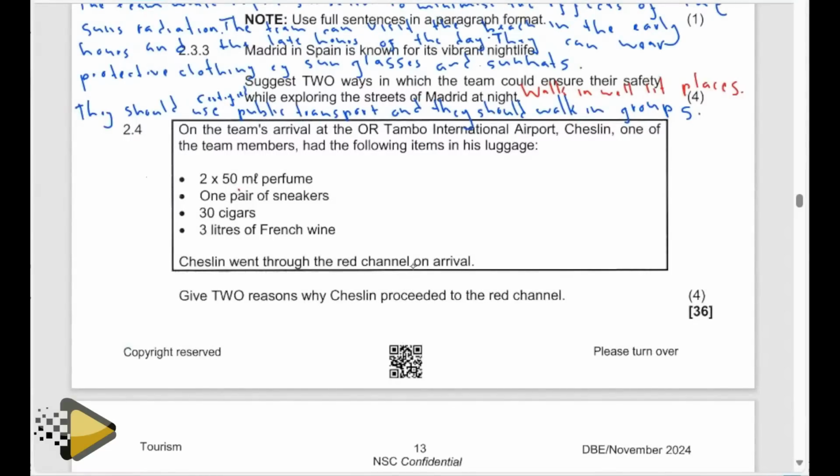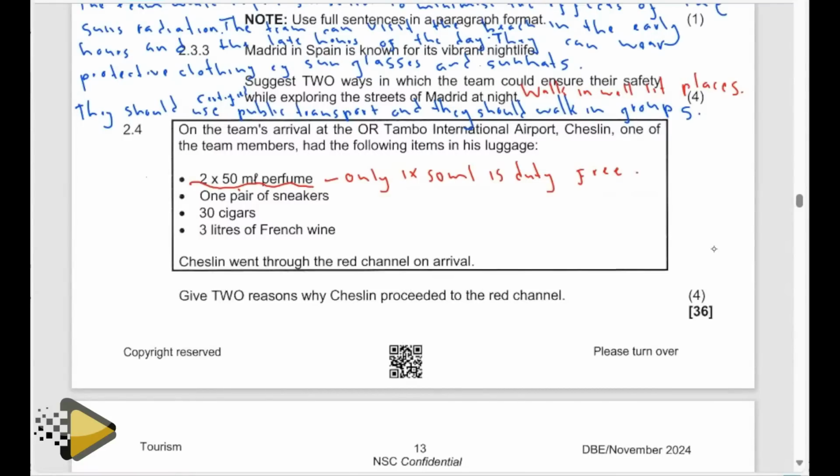So the first reason would be, let's underline 2 times 50 mils of perfume. Only 1 times 50 mils is duty-free. So he or she was actually above the duty-free limit. So that's why he had to. So only 50 mils of perfume is duty-free. So moving on to the second bullet, one pair of sneakers is allowed because this is personal clothing.